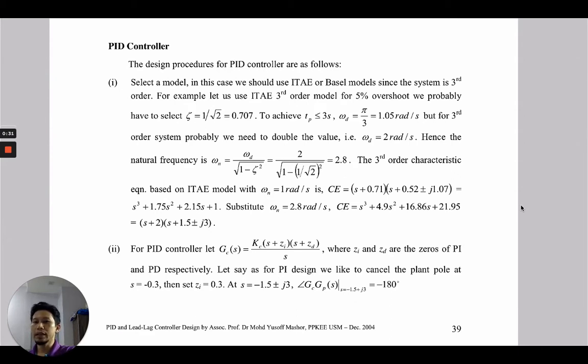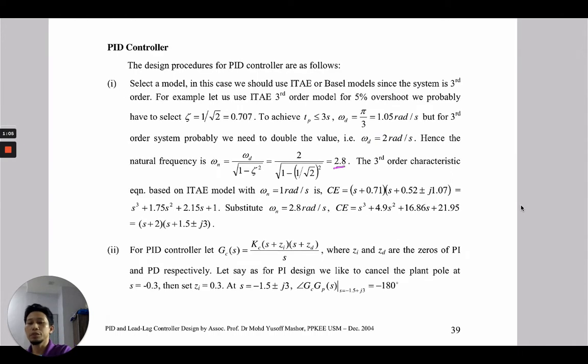Again, we will select zeta to be 0.707, and to achieve Tp less than 3 seconds, we select omega d equals 1.05. But since we use a third order system, we double the value to be 2 radian per second. From the value of omega d and the value of zeta that we have found, we can calculate omega n. So omega n in this case is 2.8, similar to the previous examples.